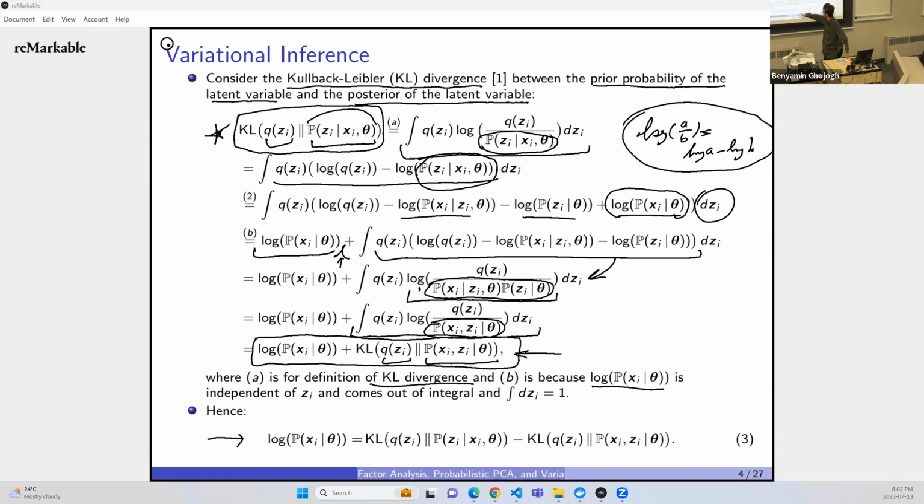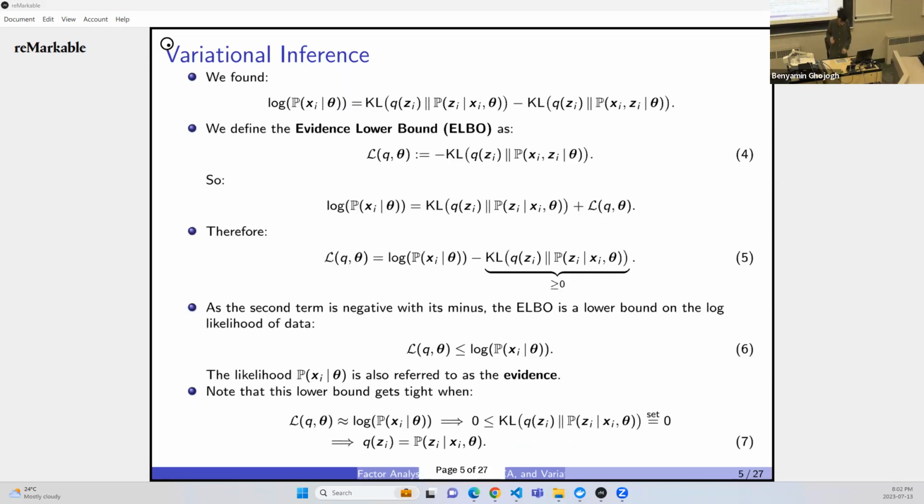Yeah, so I simplified the KL divergence between prior of Zi and posterior of Zi. I found this and then I rearranged this. I got this. I want to find one of the most important formulas in machine learning. So this is what I had.